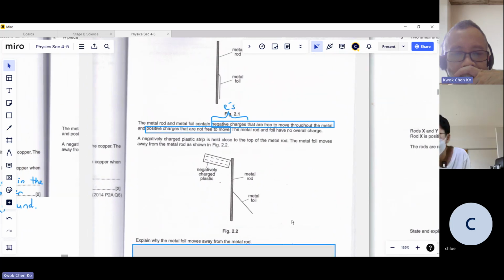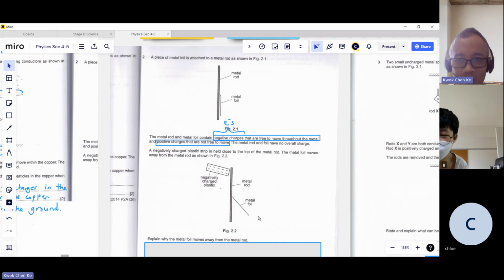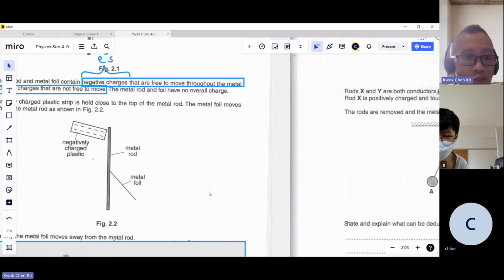Okay, Jingjie, so what's your answer for this? I wrote the electrons from the plastic, how to say, they repel the ones in the metal rod, right? So it moves downwards. Good. Then it repels the electrons in the metal foil, then the metal foil moves away. Something like that. Yeah, on the right track. Though, of course, no harm trying to make it clearer.